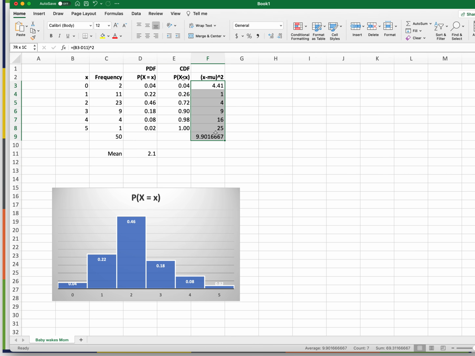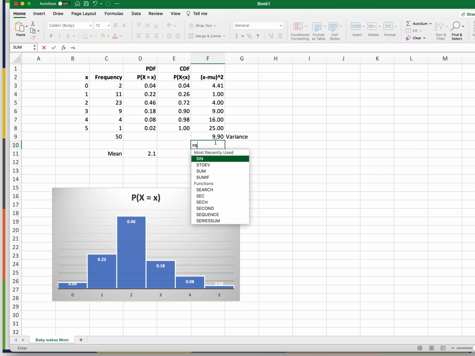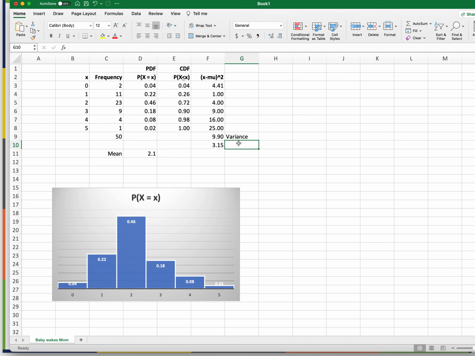Now I have too many decimal places. How many decimal places? Let's do it to 2 decimal places, like everything else. So it comes out to be 9.9. But that's the variance, because I didn't take the square root of it yet. The square root of it, SQRT, is a function that takes the square root of whatever's in the parentheses. So it becomes 3.15. That's the standard deviation. Do you get that? So now we've done mean and standard deviation.